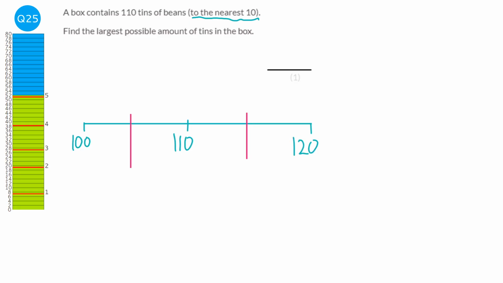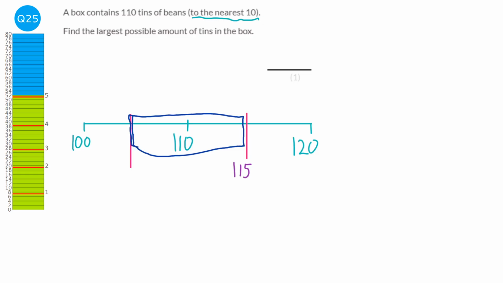If the number is on the cutoff point, which we can see is going to be 115, then we know it would round up. So we need to find the biggest number in this part here. So this part here, and it includes this line actually.